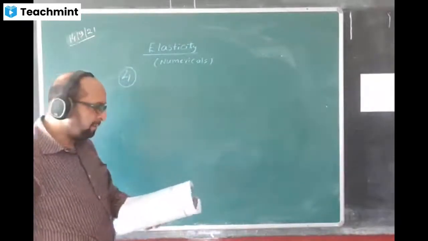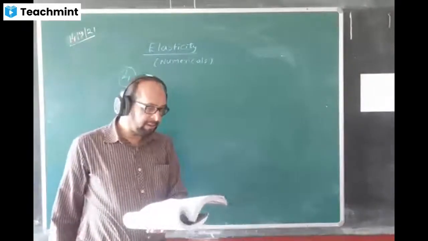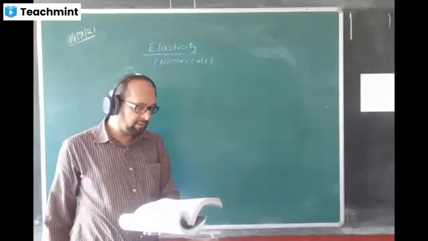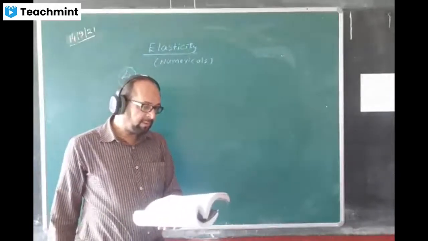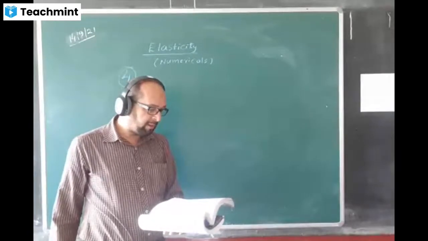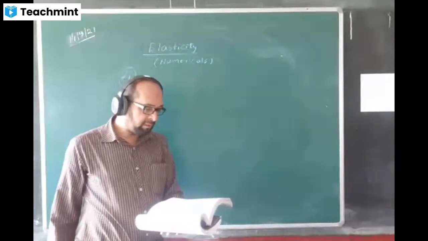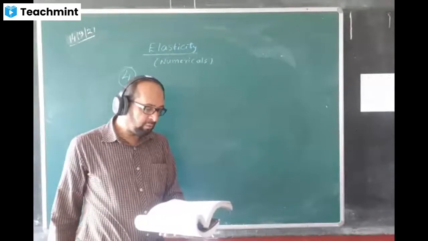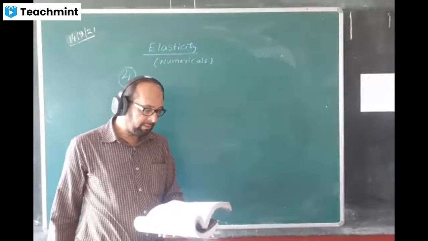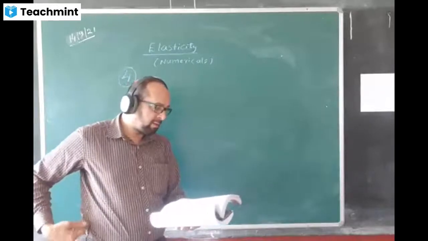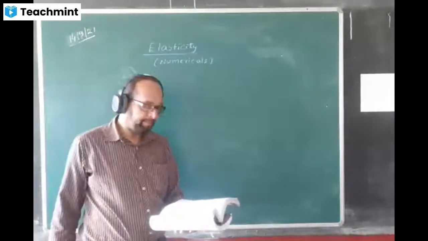Two wires A and B made of different materials have the same length, but wire A has twice the area of cross section than the wire B. Young's modulus of wire A and B are also given. Calculate the elongation produced in wire A when subjected to a force of 2 kg weight if the elongation produced in wire B under the same force is 0.072 millimeters. Okay, in this question they are saying the two wires have the same original length.